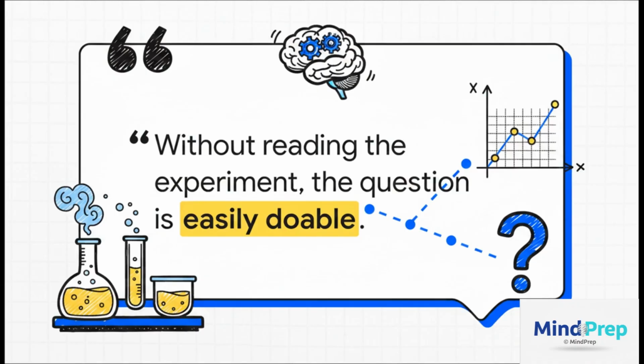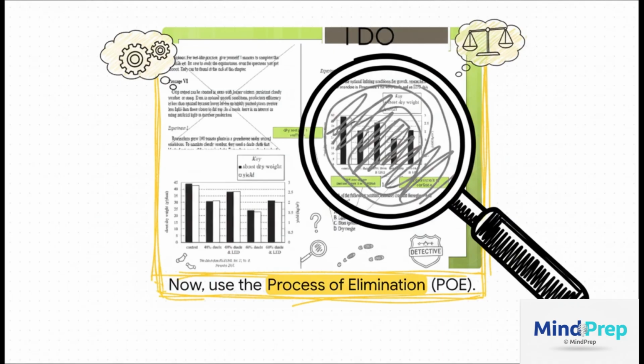It's that simple. So, you've jumped to the question. It's asking, which of the following variables remained constant? This is where that process of elimination kicks in. Your job is to become a detective. You're going to look for clues in the figures, hunting for what changed and what stayed the same.